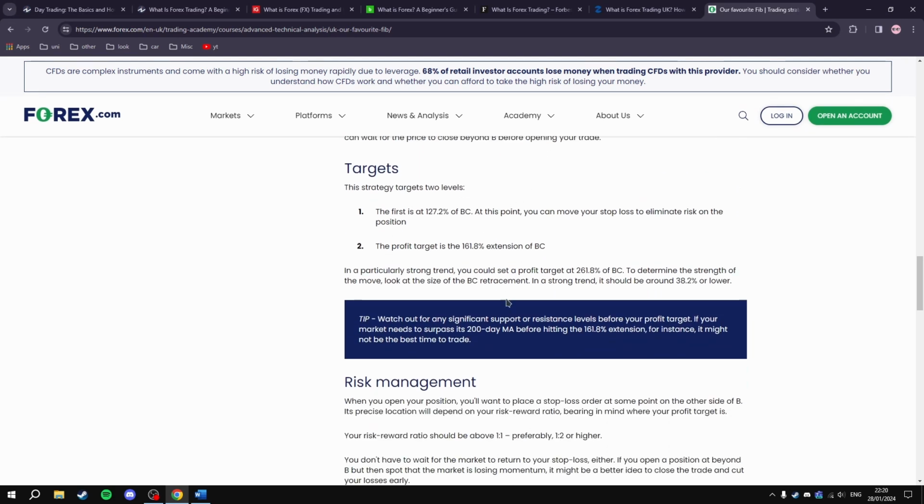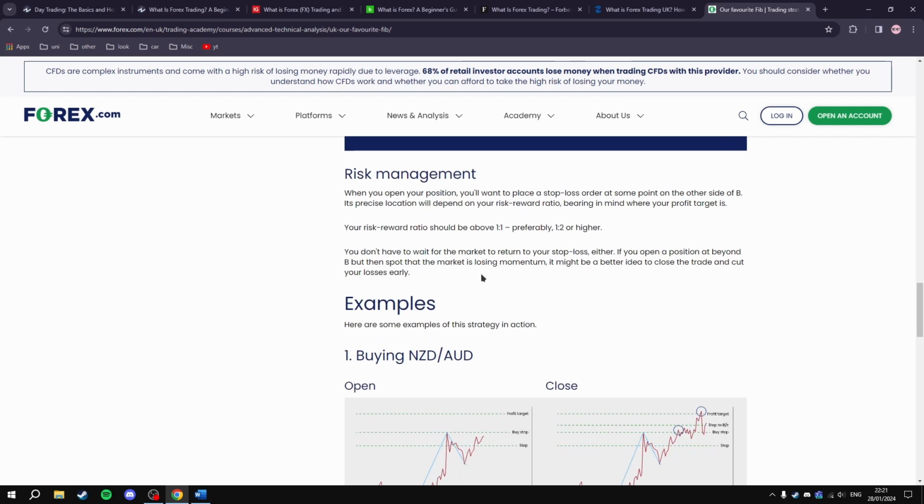Tip: watch out for any significant support or resistance levels before your profit target. If your market needs to surpass its 200-day MA before hitting the 161.8% extension, for instance, it might not be the best time to trade. Right, okay.